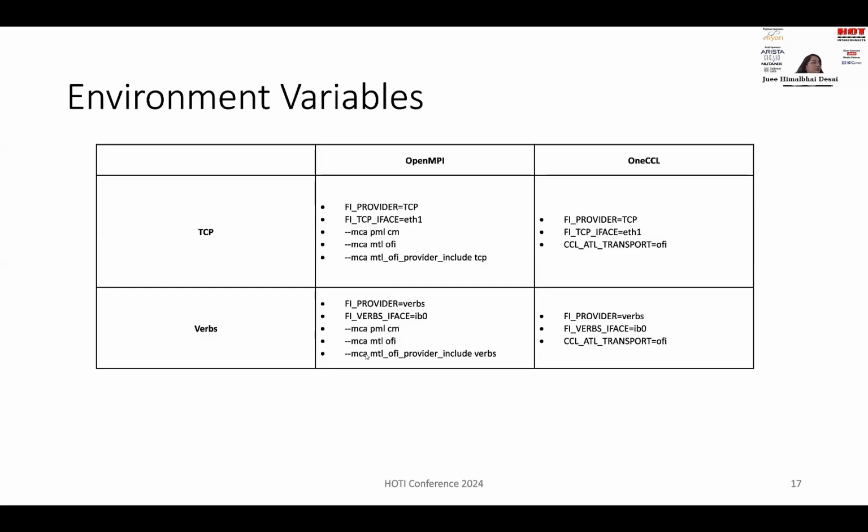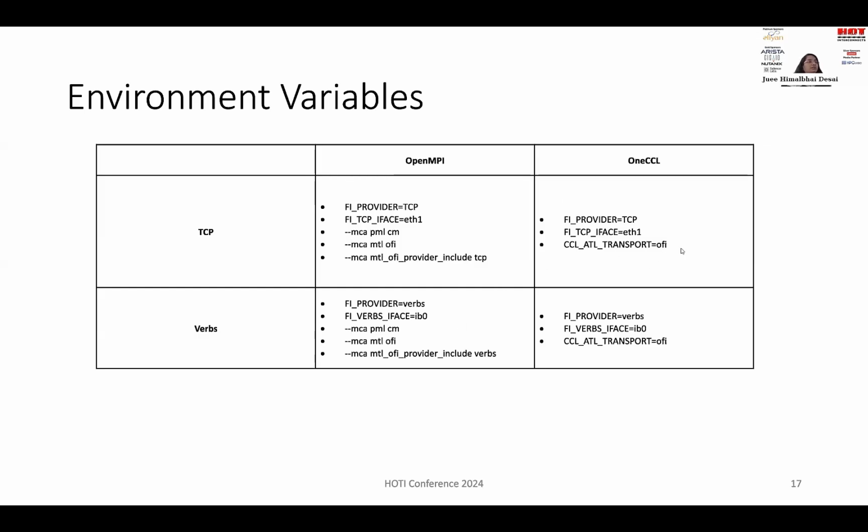Similarly, on the verbs side, these two will remain the same, but for the verbs part, we have to say that we want to use the verbs provider. So we give verbs as an argument to the MTL OFI provider include. So these are the basic Open MPI environment variables that we set to run basic applications.